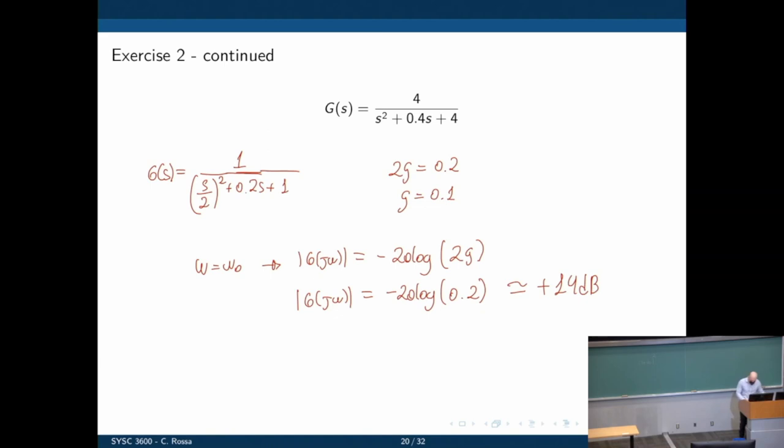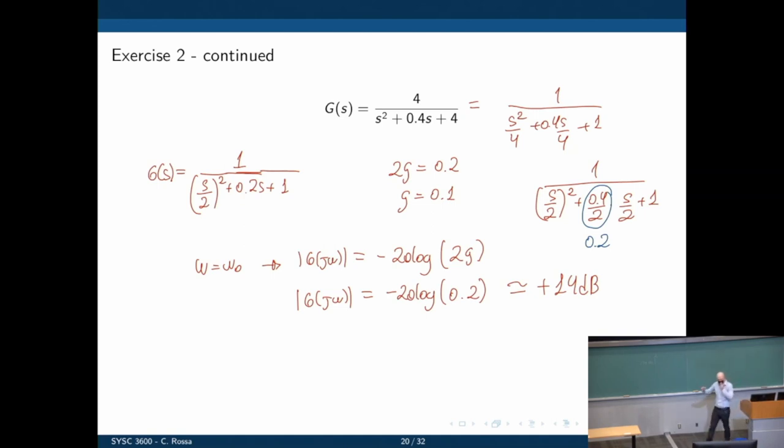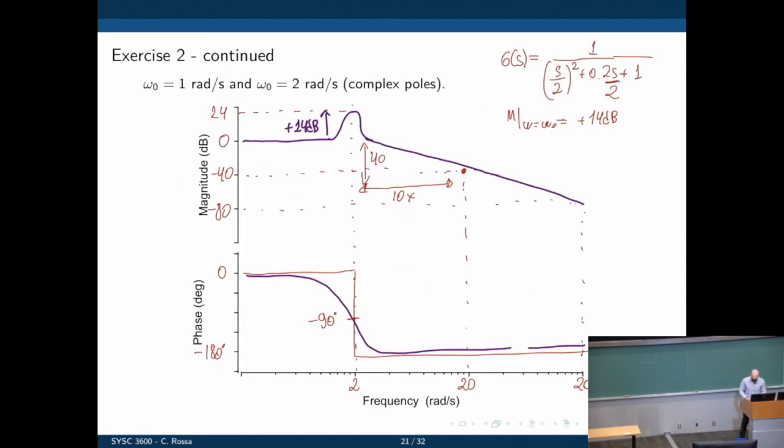Good catch. So, okay, let's do this again just to clarify any issues here. So, we're dividing the top and the bottom by one. So, one over s squared over four plus 0.2s over four plus one, which is the same as one over s over two, everything is squared, plus 0.4 over two times s over two plus one. And then this is 0.2. And I'm leaving s divided by 2 because that 0.2 is the 2 zeta that we need, just to highlight it, right? And then you have s squared divided by omega 0 squared, and you have s divided by omega 0, like the standard form calls for. Okay, good catch. Any other questions?